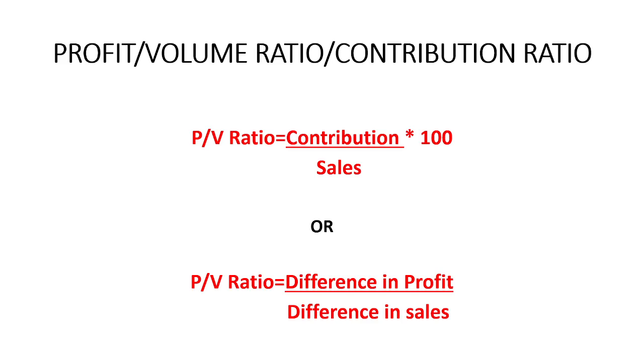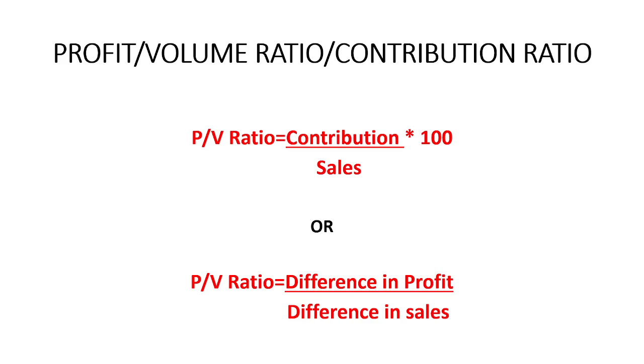So let us learn the formula. PV ratio is equal to contribution upon sales into 100. So contribution you will be calculating by preparing a statement and sales will be given to you in the question. And as we want the answer in percentage form, we are multiplying it by 100. So contribution upon sales into 100, that is your PV ratio.